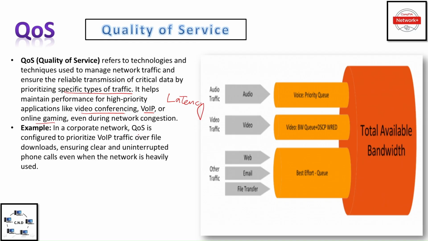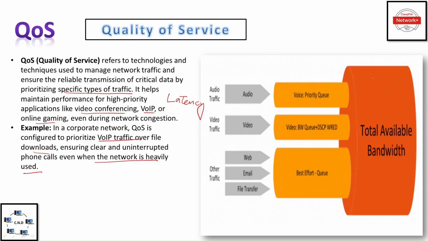For example, in a corporate network, quality of service is configured to prioritize voice traffic over file downloads, ensuring clear and uninterrupted phone calls even when the network is heavily used. So this means that when the network is congested or bandwidth is limited, you can prioritize so that the voice traffic gets priority over the data traffic or over the file downloads.